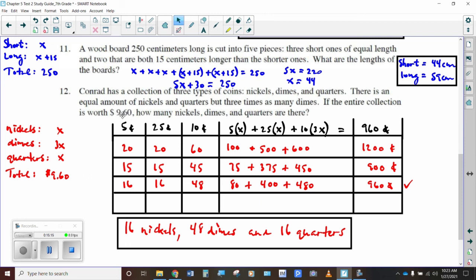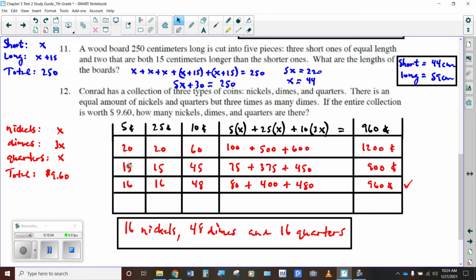So this is where, to make it a little bit easier, I changed it from $9.60 to 960 cents so that we could just think about these as 5 cents, 25 cents, and 10 cents and not worry about focusing on the decimal numbers. So if you have 20 nickels, that's $1, but we'll call it 100 cents. If you've got 20 quarters, that's $5, but we'll call that 500 cents. And 60 dimes, that would be $6, but we'll call that 600 cents. So what does that all add up to? It adds up to $12, which is 1,200 cents, and that's too high.